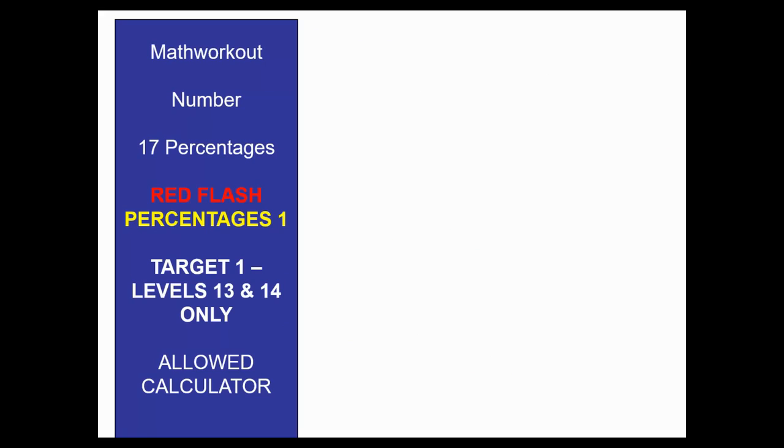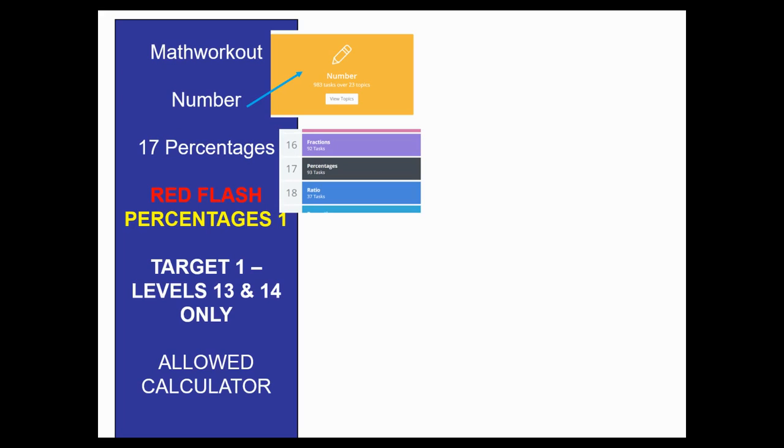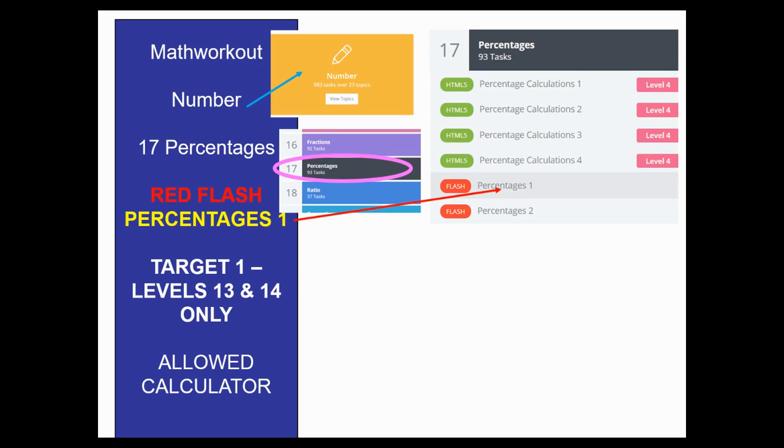Right, what are you going to do for me? You're going to start with Math Workout, which is number 17 in percent. So if you open Math Workout, go to number, and then after that, you will open up and go to number 17, which is percentages. And then you'll see when you open it up, you'll get all of this. Go to percents number 1, the red flash one.